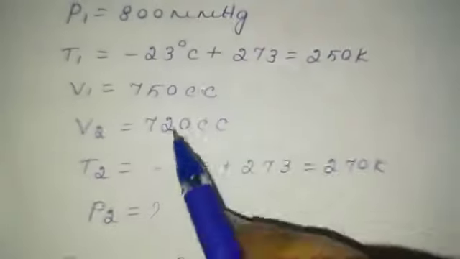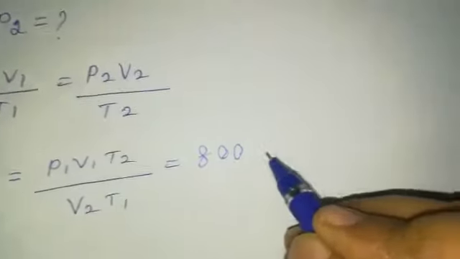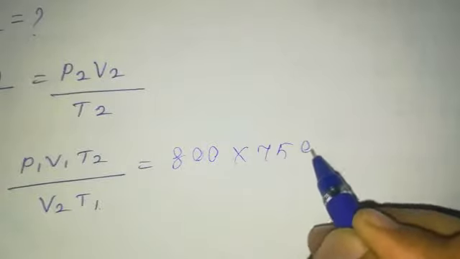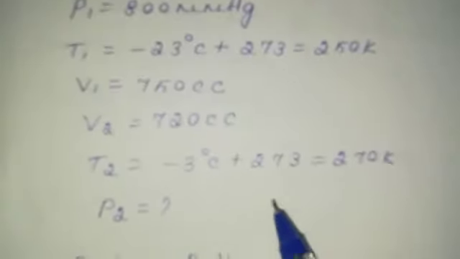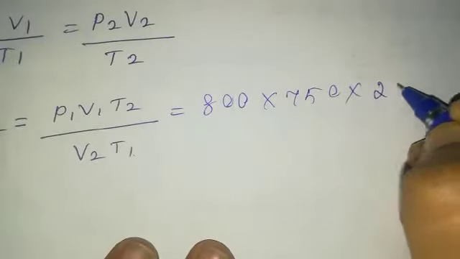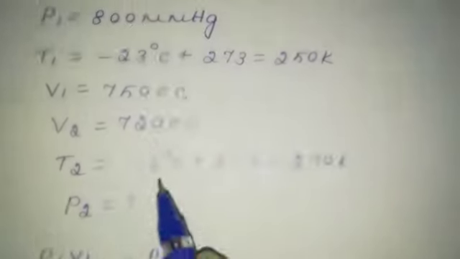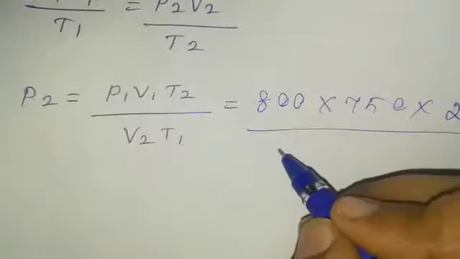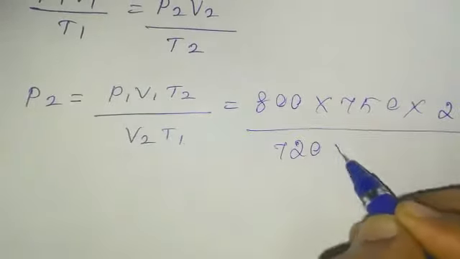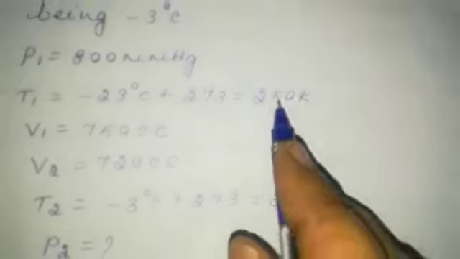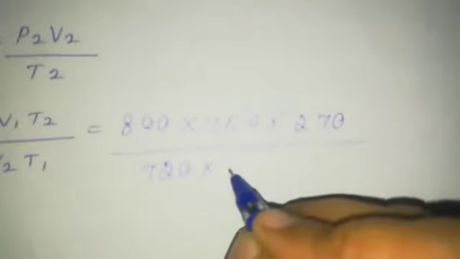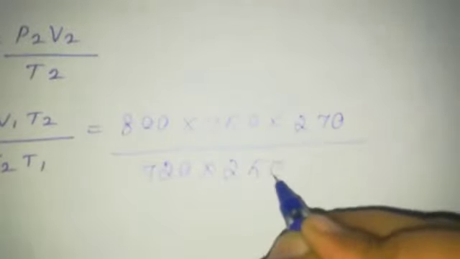Now your V1 value is 750. So write it as 750 into your T2 value, 270, divided by V2, which is 720, and the T1 value is given as 250. So substitute here 250. So now what happens here?